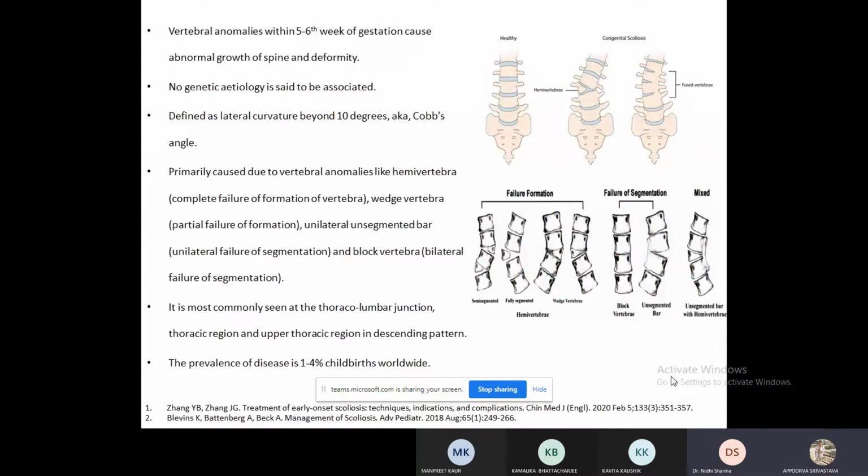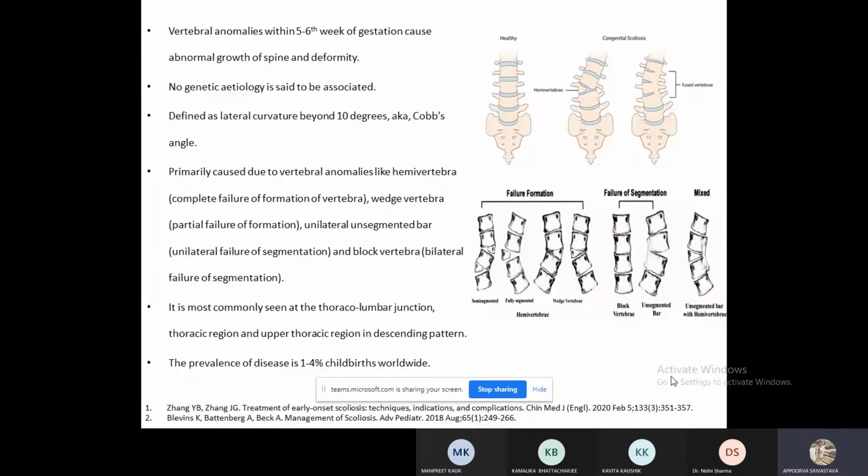Vertebral anomalies within 5 to 6 weeks of gestation cause abnormal growth of the spine and deformity. No genetic etiology is said to be associated. It is defined as lateral curvature beyond 10 degrees, also known as Cobb's angle.